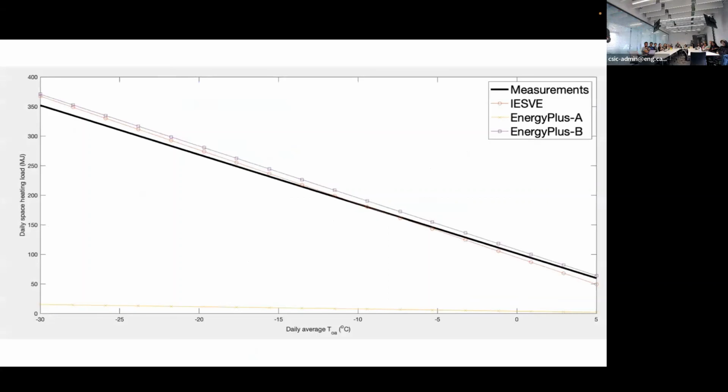I mentioned I'm working with IES in Glasgow. Here are some of their results so far. We're about halfway through this process. We have the measured line here, which is a regression of the daily heating load in that building over a winter period versus the daily average temperature. And then we've got some simulation predictions here. So we have different simulation results that we're comparing against.